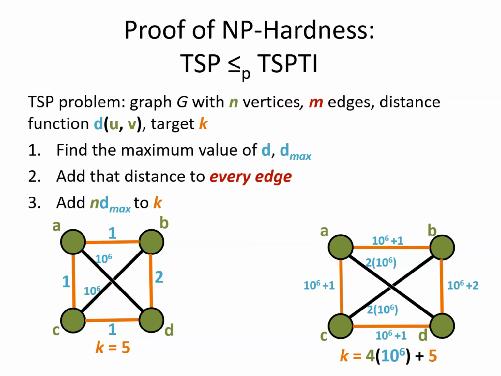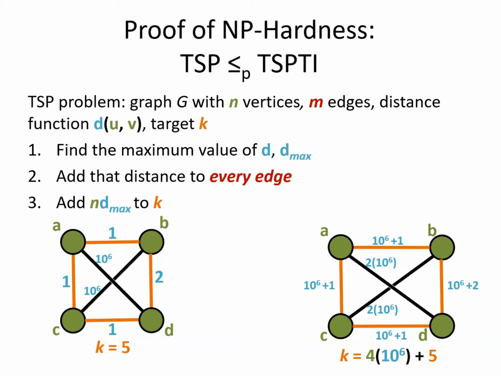We're now going to set our new value of k to be the number of vertices times the cost of the maximum edge, plus the original value of k. So before in our graph, where we might have been interested in finding a tour of distance 5, we're now interested in finding a tour of distance 4 times 10 to the 6th plus 5. In total, this reduction takes polynomial time.